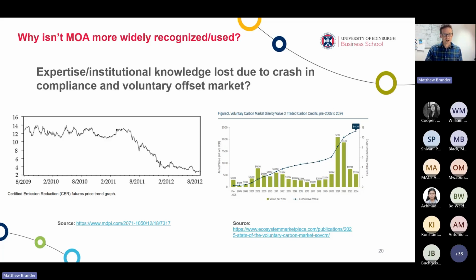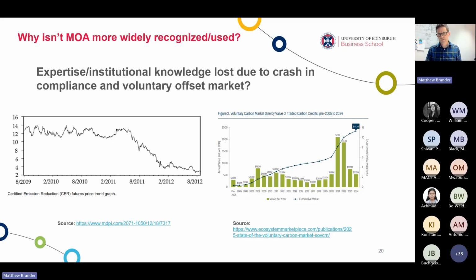And what this chart on the left shows is the price for certified emission reduction credits. So these are credits from the Clean Development Mechanism, which was the compliance carbon offset market under the Kyoto Protocol. And what you can see is this sharp decline in the price of certificates in 2012. And as a result of that, lots of practitioners and expertise left the compliance offset market.